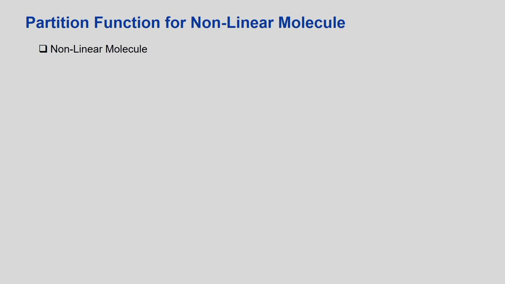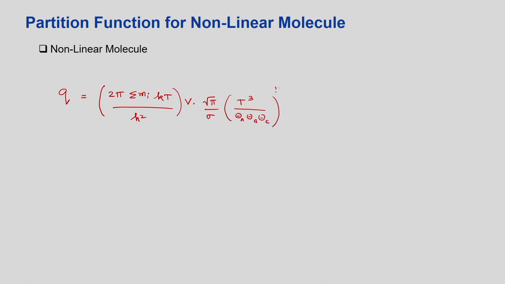For a nonlinear molecule, everything remains the same. The only thing is your expression for this will change. So, here Q will be equal to the translational partition function as before, kT by h square V. Here I will express the rotational partition function in terms of moment of inertia or the rotational constants across the three axes. If you write in that manner, it will be root pi by sigma, T cube by theta A into theta B into theta C. I did not mention how theta A, theta B and theta C come about. It is for a nonlinear molecule, so you have the rotational constants. The only thing is this summation will go from, instead of 3n minus 5, 3n minus 6. Other terms will remain the same.